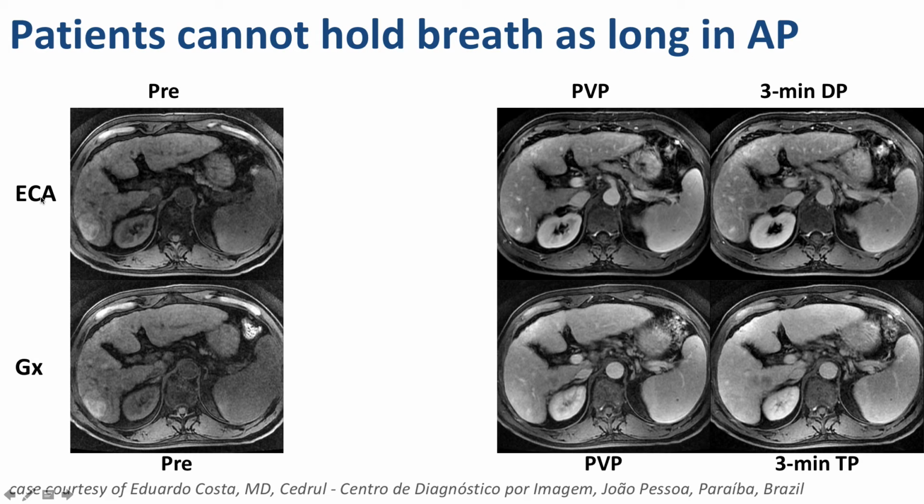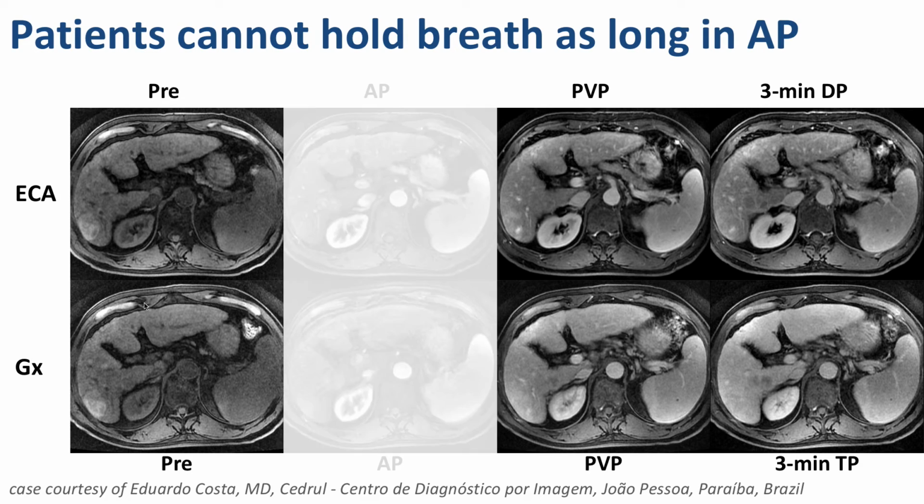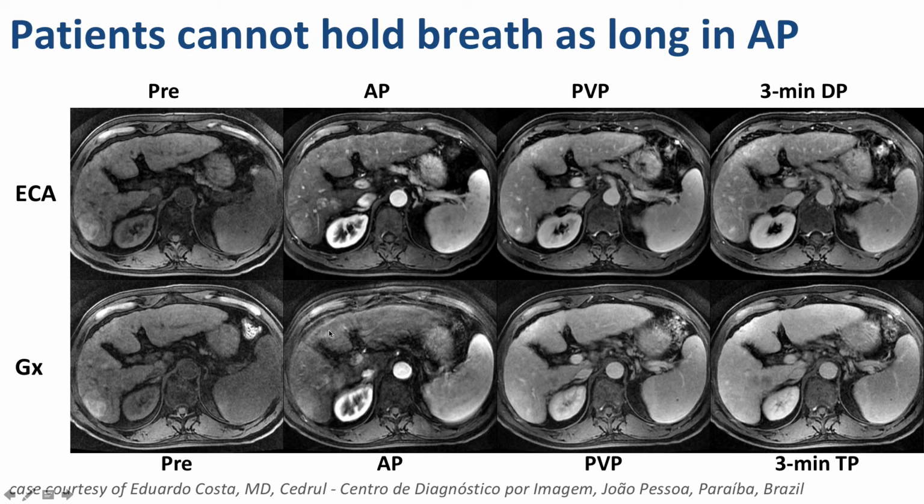So here's an extracellular agent. Here's Gadoxetate. These images were acquired 2 days apart. Portal venous phase, 3 minutes. Good quality image, good quality image, good quality image. This is a good breath holder. But what happens in the arterial phase? In the arterial phase, patients with Gadoxetate sometimes just simply cannot hold their breath as long.